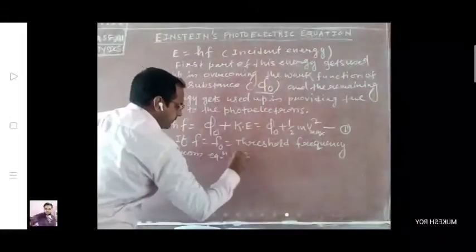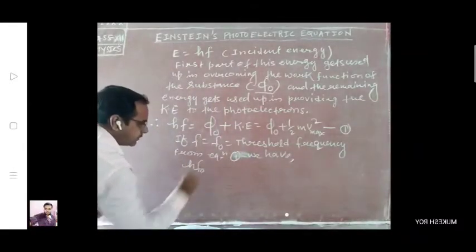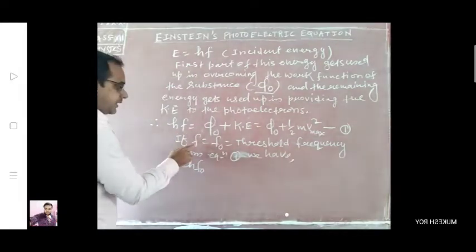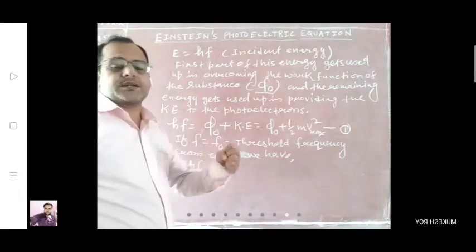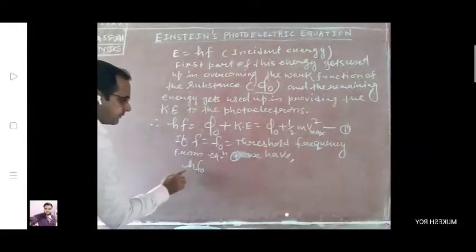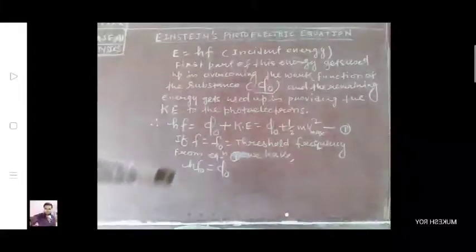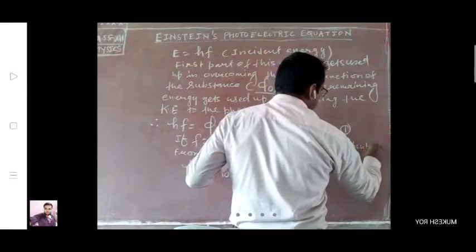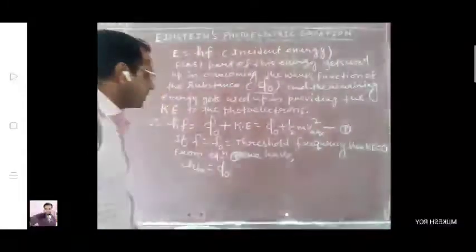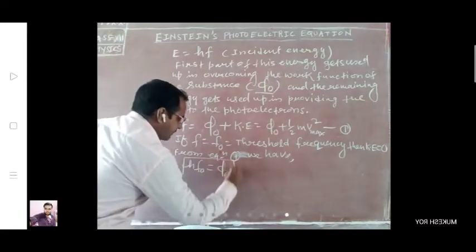Hence, what we can write here, if F is equal to F naught, that is threshold frequency, then from equation one we have HF naught, because we are putting here F in terms of F naught. We have taken कि अगर उतना ही एनर्जी आए जितना थ्रेशोल्ड है तो क्या होगा. If F is F naught, then HF naught equals what? Phi naught. इसका मतलब ये हुआ, if F equals F naught only, then kinetic energy must be equal to zero. If kinetic energy is zero, this part is zero, so we are left with HF naught equals phi naught only, and this is the expression for the work function.